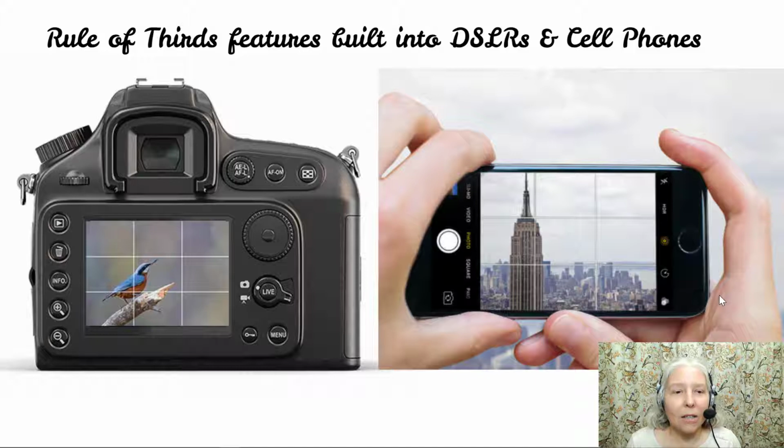Many digital cameras and cell phones have a Rule of Thirds feature built into them. You might have this on your device. As you can see in these two photos, the grid is placed on the devices to help people use the Rule of Thirds compositional technique.